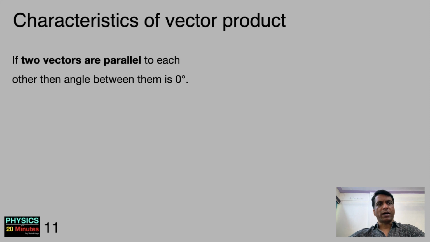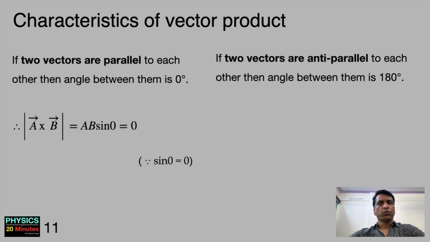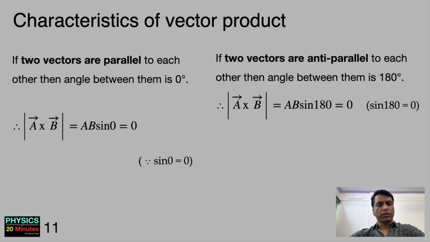If two vectors are parallel to each other, then angle between them is 0. Since sine 0 is 0, therefore the magnitude of the cross product will become 0. Therefore the cross product of two vectors parallel to each other vanishes. If two vectors are anti-parallel to each other, then the angle between them is 180. Again, sine 180 is 0 and therefore the cross product vanishes. So whether the vectors are parallel or anti-parallel, the cross product between them will be 0.